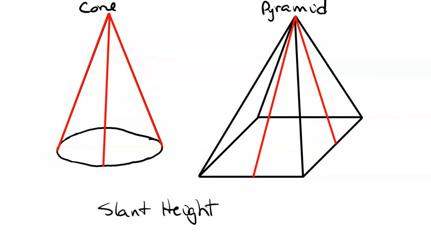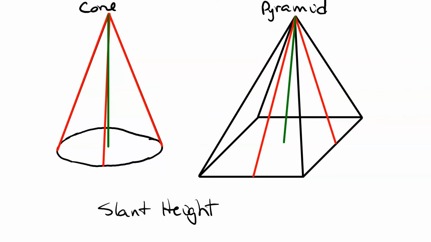Now it's also important to look at the actual height of a pyramid. So the actual height of the pyramid, same for a cone, is if you dropped a line directly down from the peak of the cone to the very center of the base. Same thing for a pyramid. You're going to drop that down right to the center of the base.